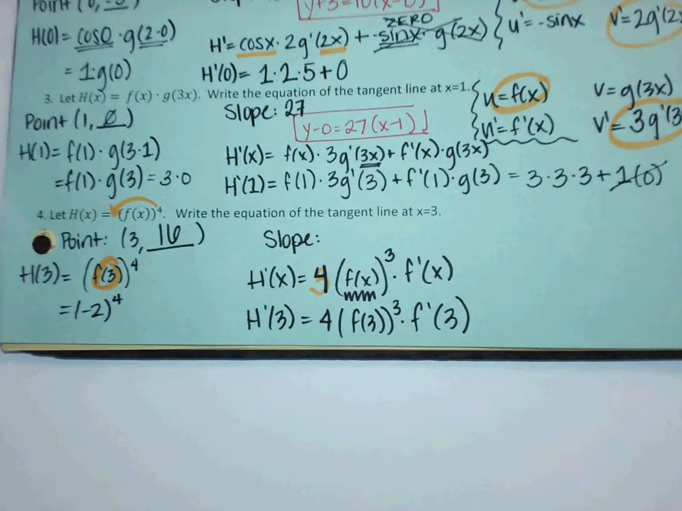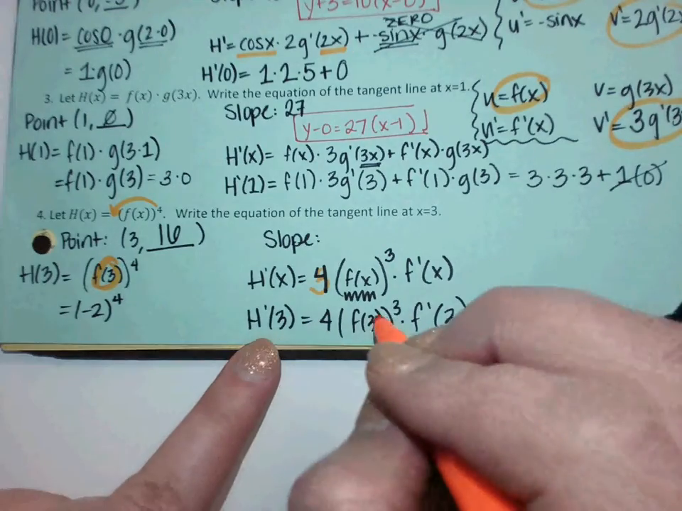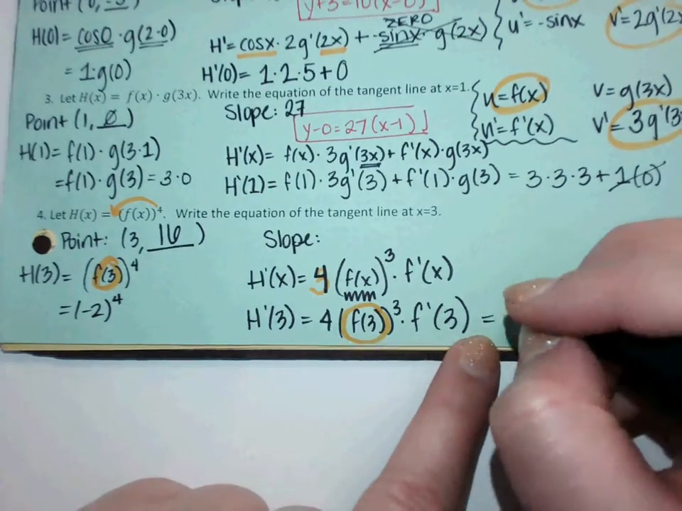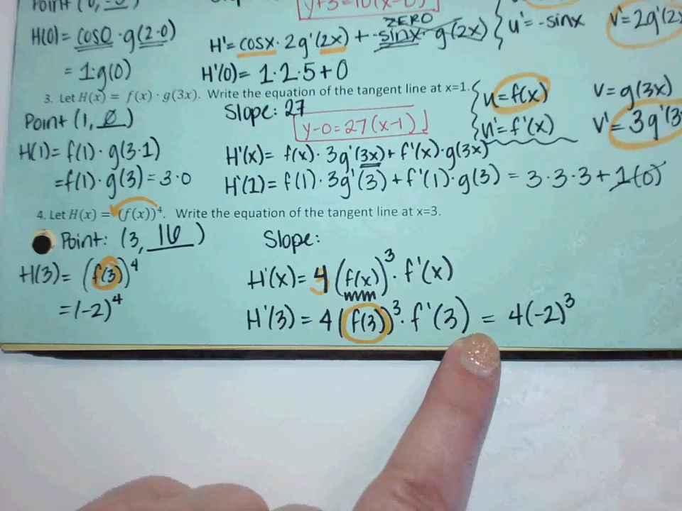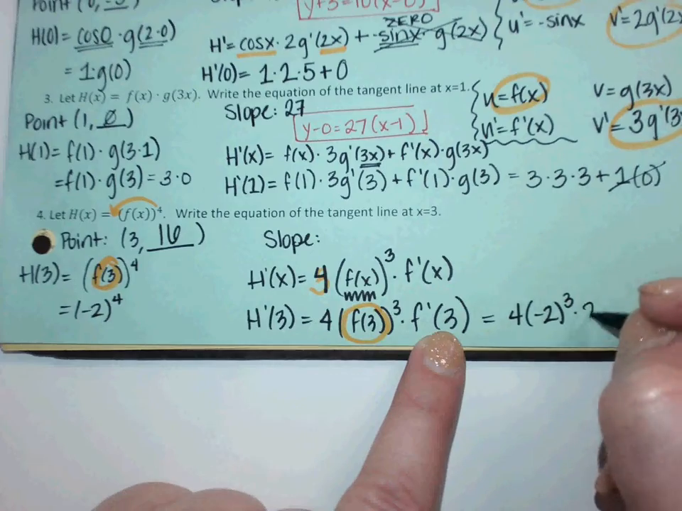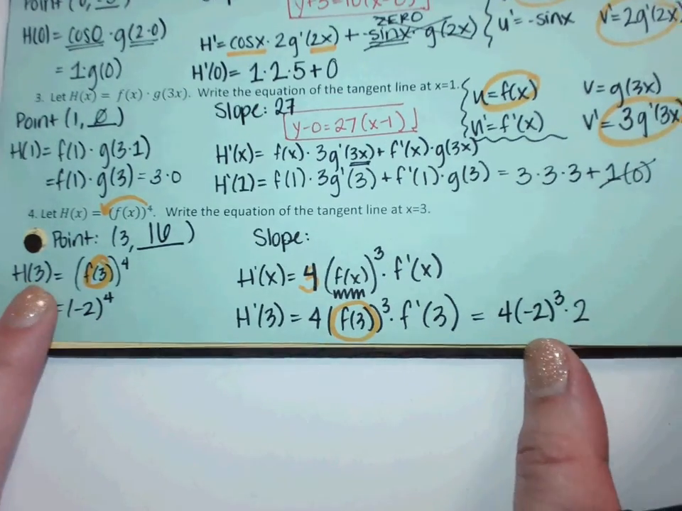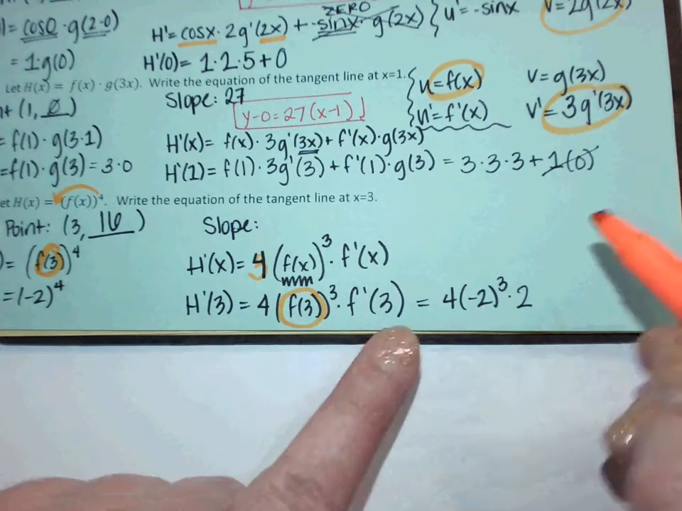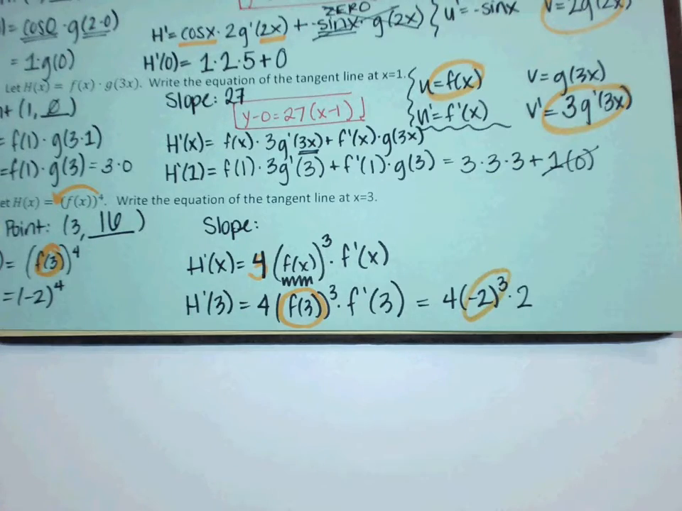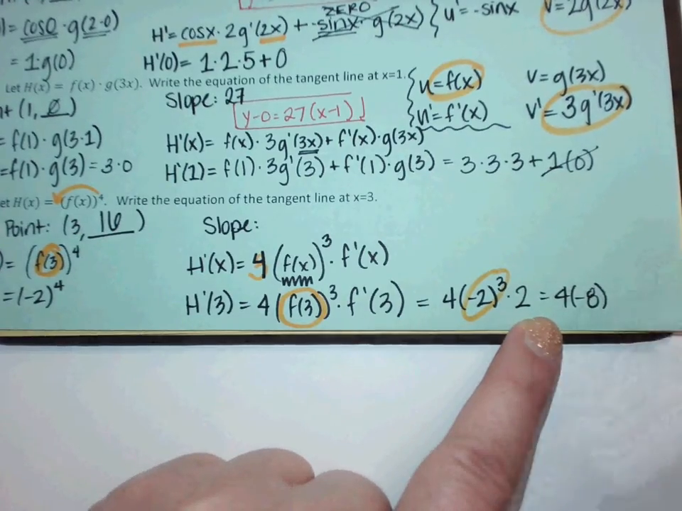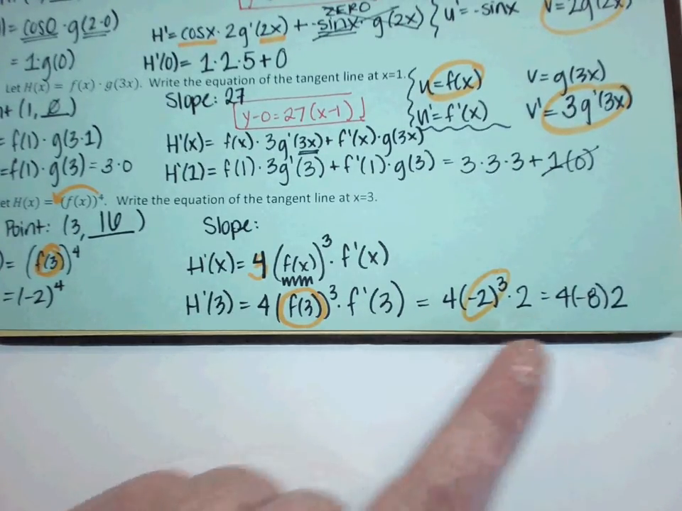And this is where you have to just go at your own pace, look at the table. What is f of 3 here in the middle? F of 3 is negative 2. We found that before. So I have 4 times negative 2 cubed. And then what is f prime of 3? 2. Then from there, what do I do next? PEMDAS. What comes first? Exponent. Negative 2 cubed is negative 8. What is 4 times negative 8? Negative 32 times 2? Negative 64.